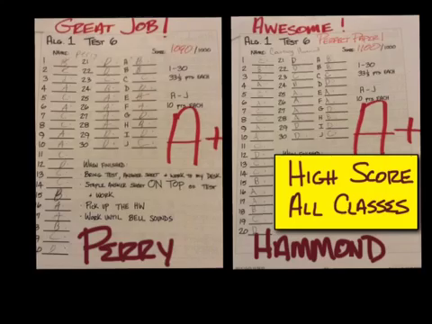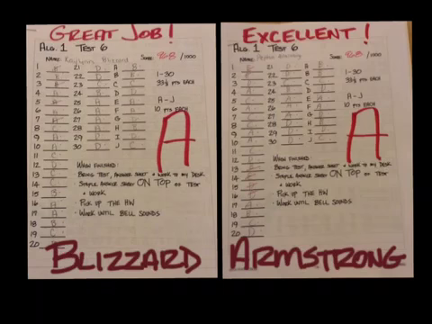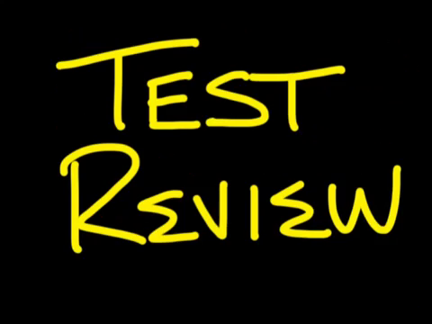Fifth period, Perry and Hammond, A+. Hammond had an 1100, perfect paper, high score of all classes. And Baldridge and Spradlin both had A+. Armstrong and Blizzard each had an A. And the average for fifth period was 717. The average would be higher even with all those A+, but we have folks who get like 110, 20 out of 1,000, so it does drag it down a little bit.